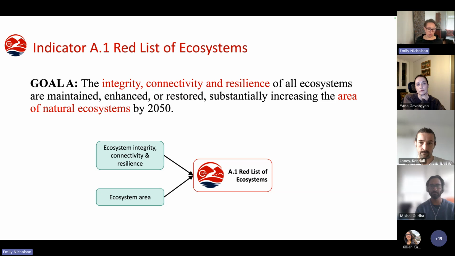And ARTEG has also identified that disaggregations of this indicator can be used to report on Target 8 on the impacts of climate change on ecosystems and on Target 6 on the impacts of invasive species.